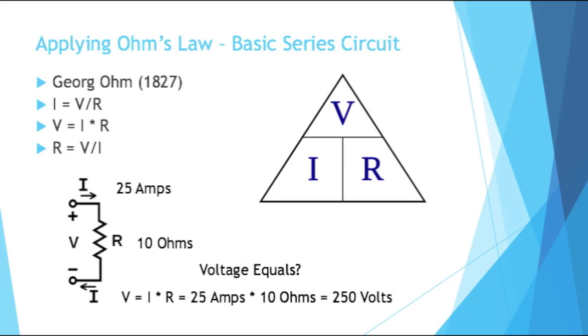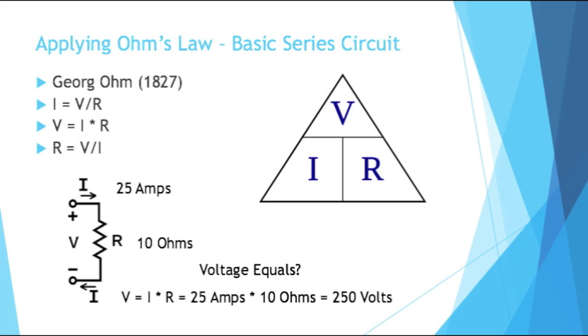So algebraically, you can arrange the equation however you would like. That image of the triangle is very common. So voltage on top, current and resistance on the bottom. They are all related to each other mathematically. A series circuit is one of the most basic types. If a circuit is in series, that just means there is only one singular path for the electricity to flow on.